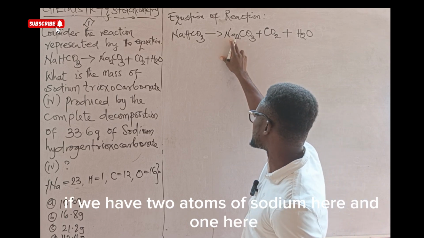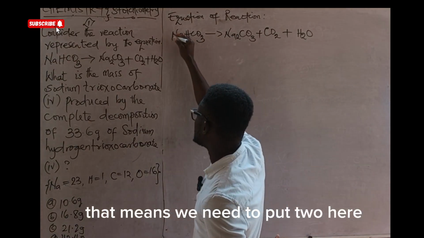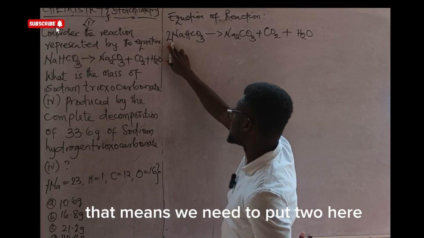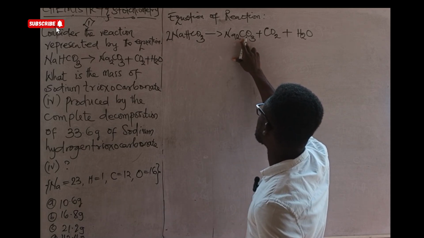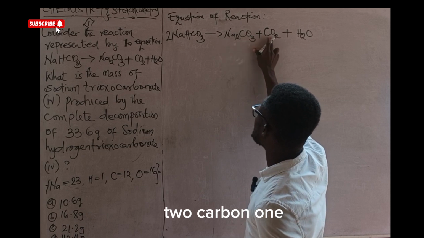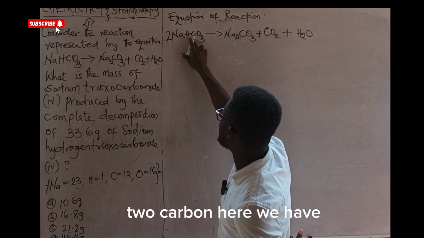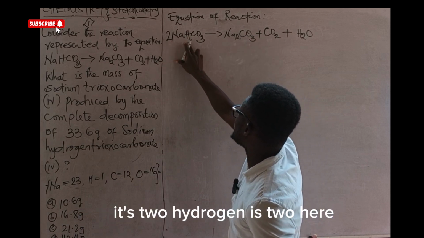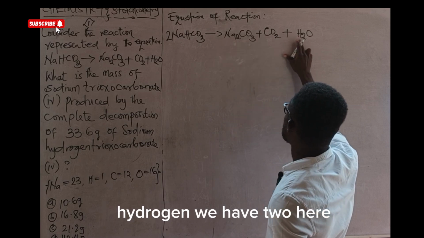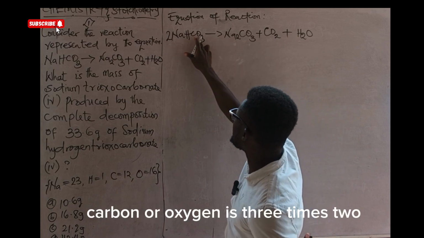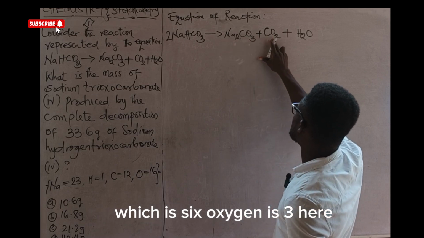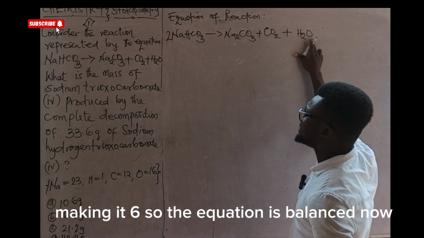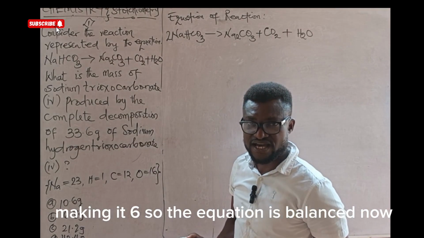If we have two atoms of sodium here and one here, that means we need to put two here. So the sodium is 2 now. Then we have carbon, 2 here, and 1 here, and 1 here. Carbon here, we have it 2. Hydrogen is 2 here, and we have 2 here. Oxygen is 3 times 2, which is 6. Oxygen is 3 here, 2 here, and 1 here, making it 6. So the equation is balanced now.